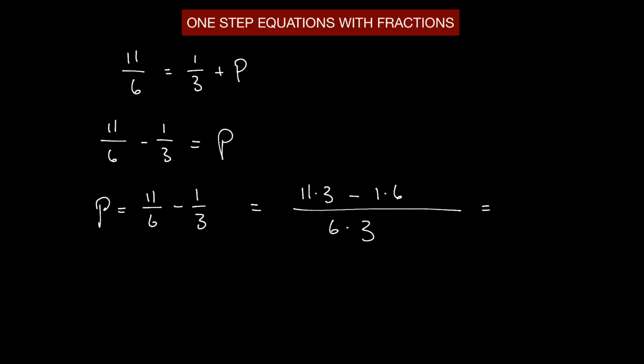Okay, so 11 times 3, that gives us 33. 33 minus 6 is 27. And then our denominator, 6 times 3, gives us 18. So 27 over 18, that could be further reduced, dividing both top and bottom by 9. So here we have 27 over 18, divide by 9, divide by 9. We're going to call that 3 halves, or 1 1/2.